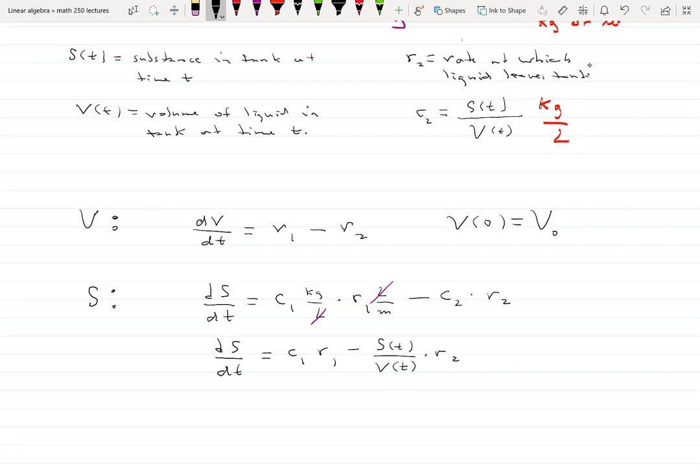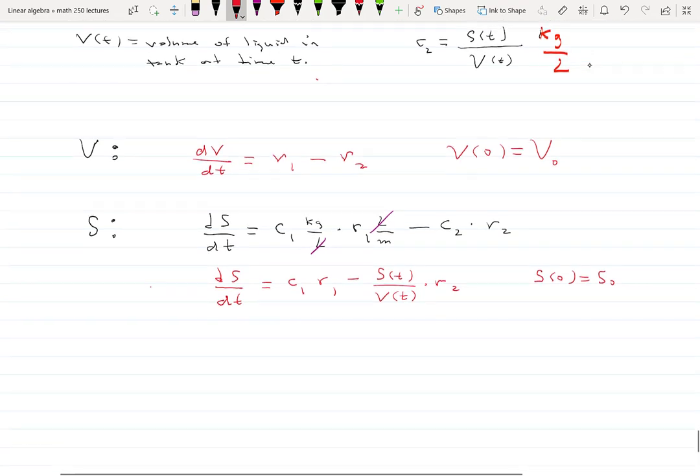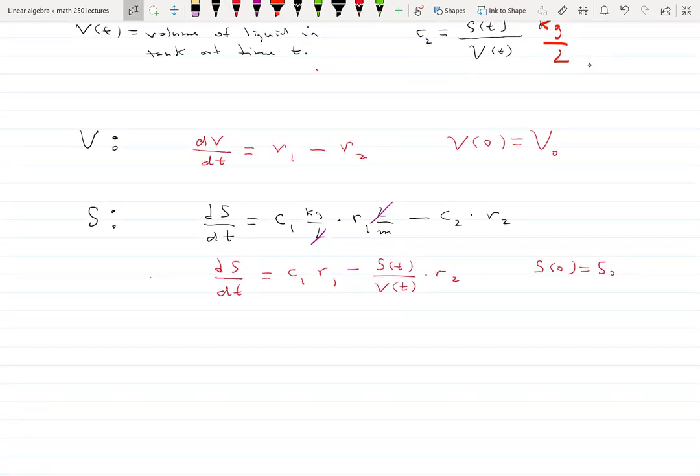So in general, for these mixture problems, with S of 0 equaling, let's say, S of 0, we're going to have two differential equations to solve. We have one involving volume, which is a very simple differential equation. And we have one involving the amount of actual substance in the tank at time t. That will be a little more complicated to solve, but not too bad.